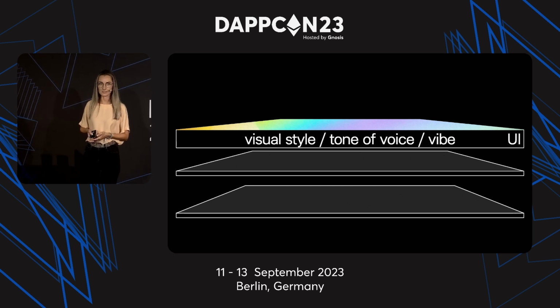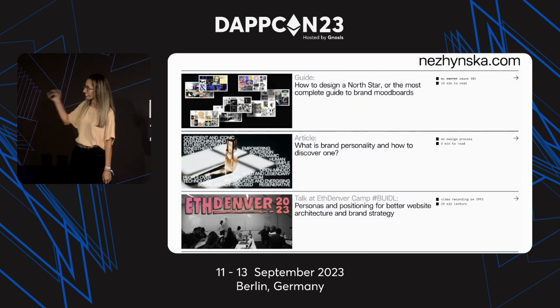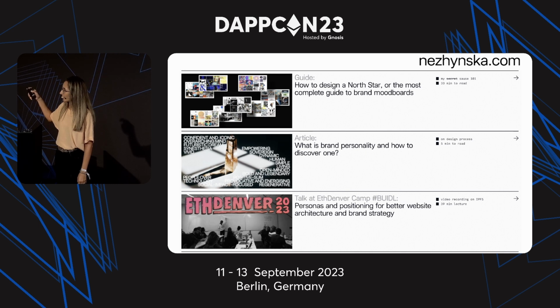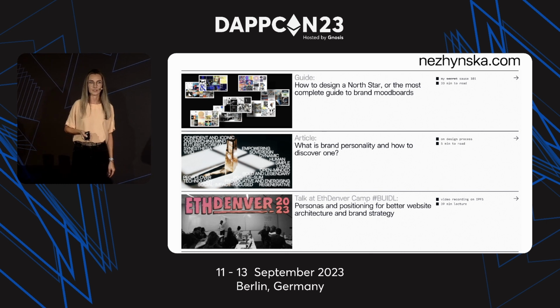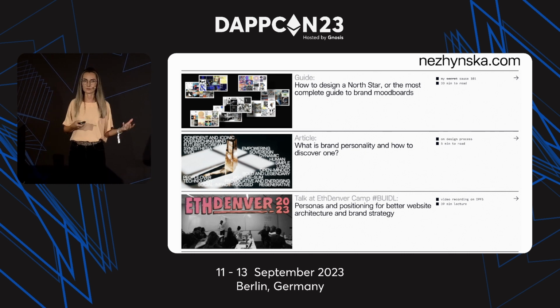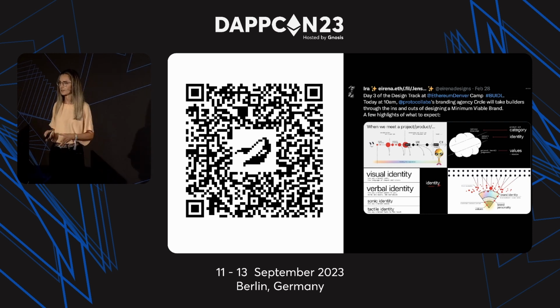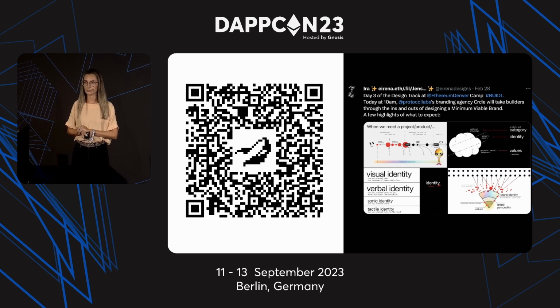But if you want to dive a little bit deeper into this topic, if you go to the website, then at the very top, almost at the very top, there is a recording from the East Denver talk where I talk about how your positioning can be used for website architecture and branding strategy. And also, there is a talk that is not published. It's also East Denver, a 45-minute video recording, Minimum Viable Brand, where I actually talk about that very top layer that we didn't cover today.